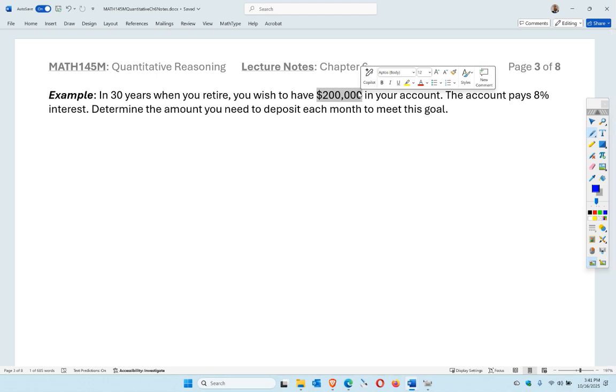Which is typically how it works. You don't really work backwards from how much money is in your account. You work back to what do I want in my account in the future. So I want $200,000 in my account in 30 years, which is a pretty reasonable amount of money. It's not all that much, to be honest with you.